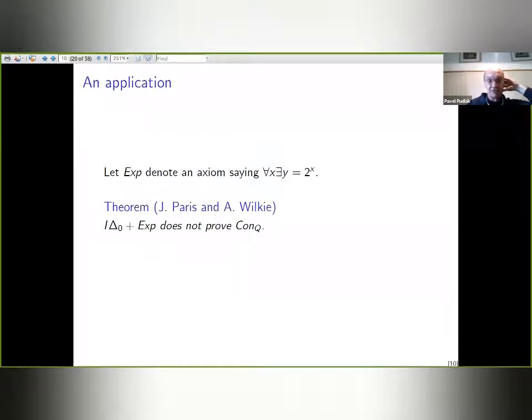So one application of these considerations is a proof of Paris and Wilkie that I delta 0 plus exponentiation does not prove Con Q. I must admit I don't remember how they prove it, but using cuts it's fairly straightforward.